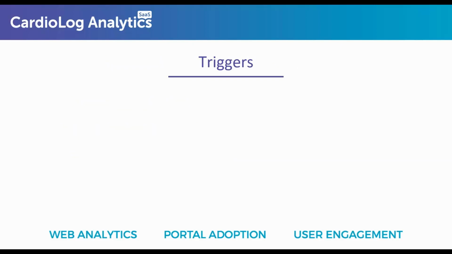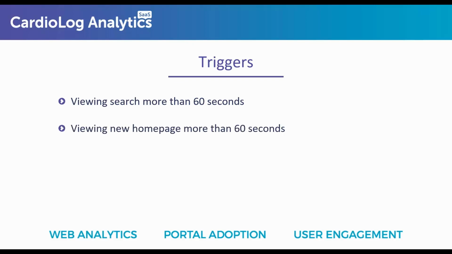And then the next step is to figure out when is the right time for you to communicate with your users so they'll actually get the message. So in Cardiolog Engage, it's easy to set up a trigger to run the campaign based on a user's behavior. For example, if a user is viewing search for more than 60 seconds, you can ask them, did you find what you're looking for? Or if they're viewing a new homepage for more than 60 seconds, you can ask for feedback. Was this page helpful?